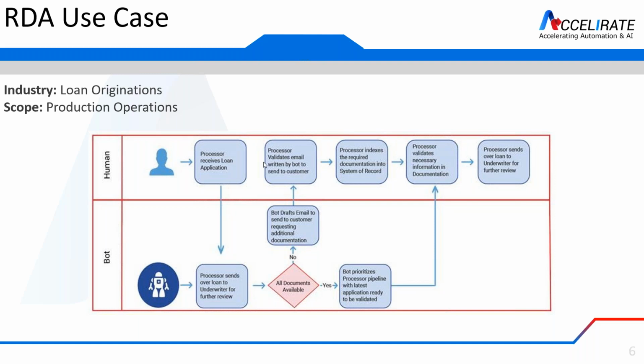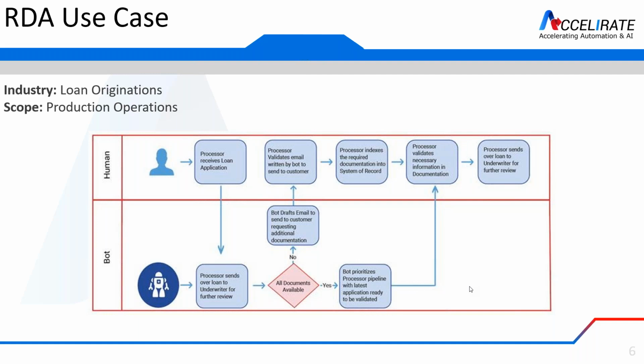So what the bot did is basically, if the documents were available, it would prioritize that processor's pipeline by loans that were ready for review. For those loans that were not ready for review because we were missing documentation, it would determine which documents were not found, draft up that email, and then the processor would review that email and send it out to the customer. So this is an example of a very quick and easy automation that we're able to get up quickly, but it also is an automation that solves every processor's problem.